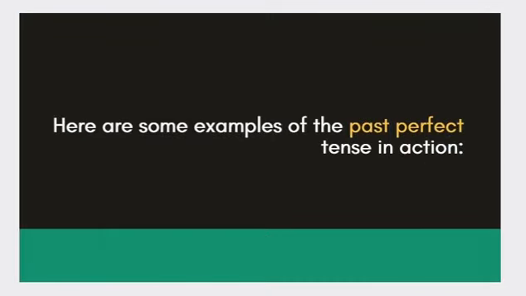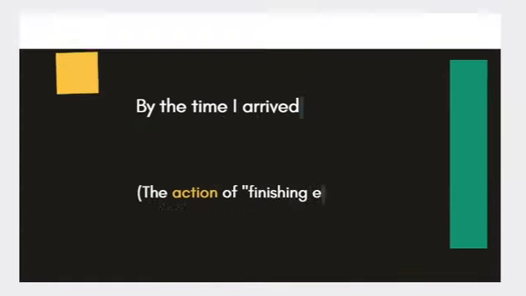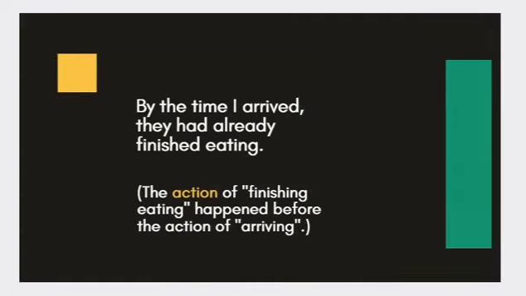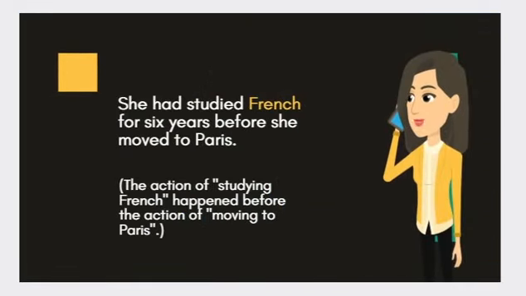Here are some examples of the past perfect tense in action. By the time I arrived, they had already finished eating. The action of finishing eating happened before the action of arriving. She had studied French for 6 years before she moved to Paris. The action of studying French happened before the action of moving to Paris.